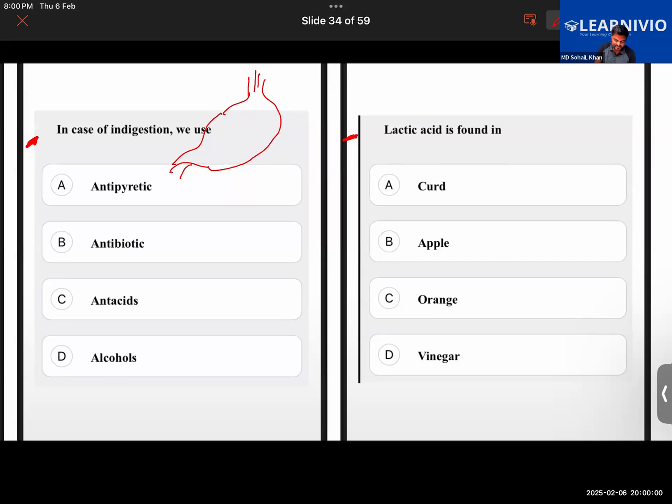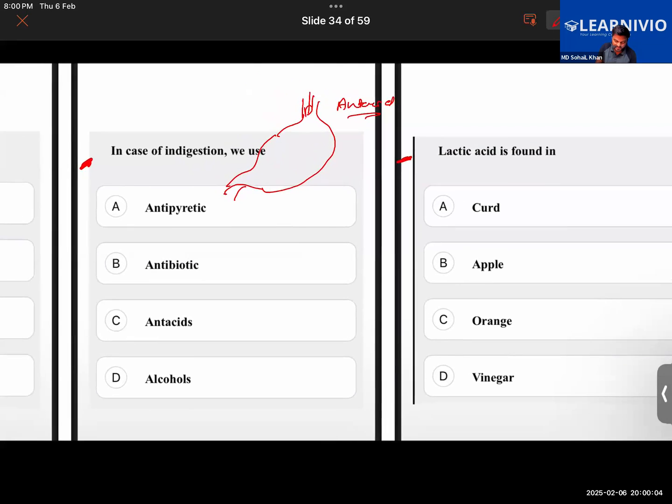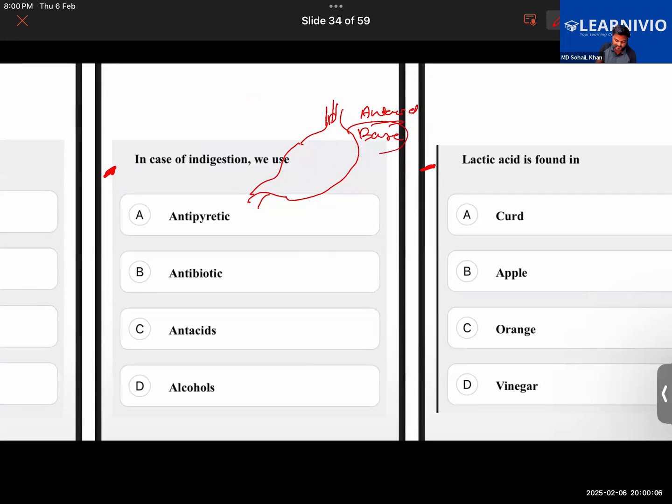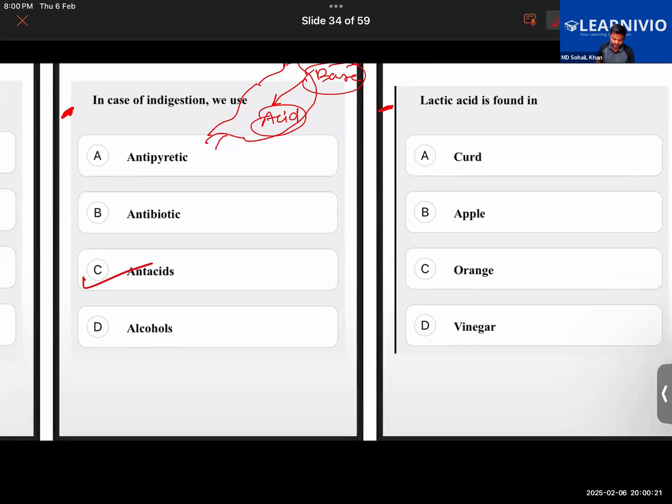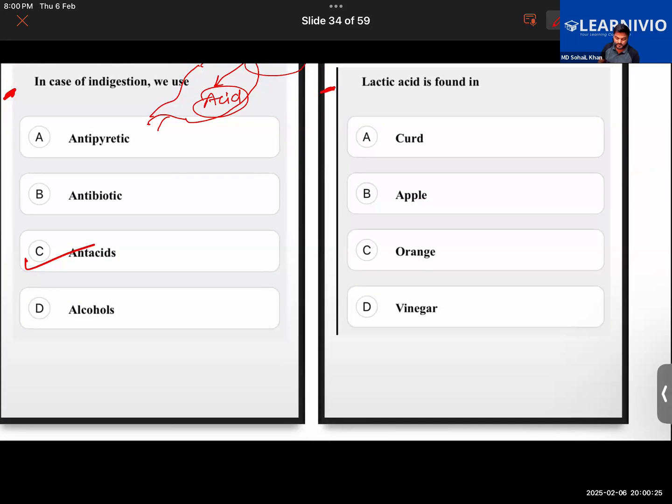The antacid contains a base in it. When the base goes into the stomach, it reacts with the acid and a neutralization reaction occurs. Hence we get relief because the effect of the acid in the stomach is now neutralized due to the action of the base. So that is antacid. Next question. Lactic acid is found in curd. Good, good.